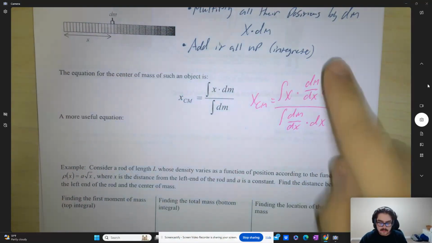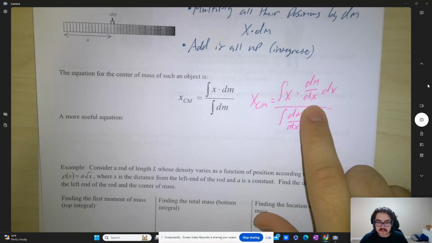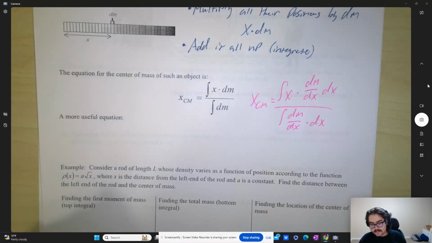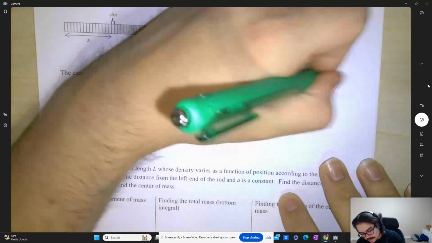Wait a minute. m over x, right? m over x is actually density. It's actually density, because it's the mass per length. So this is density.